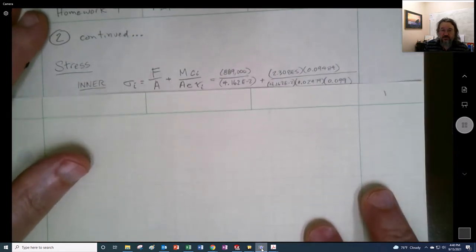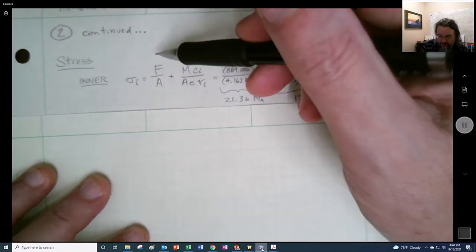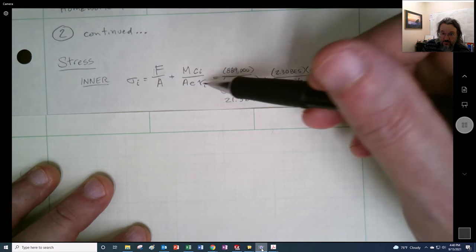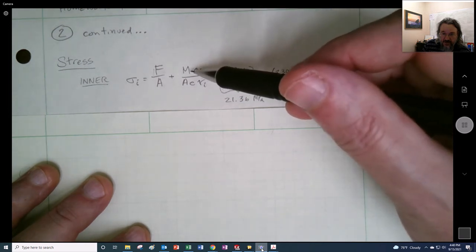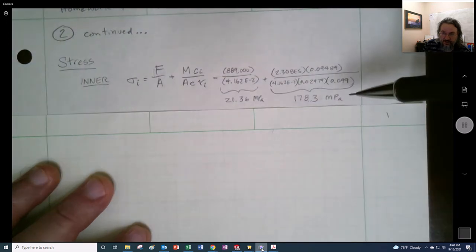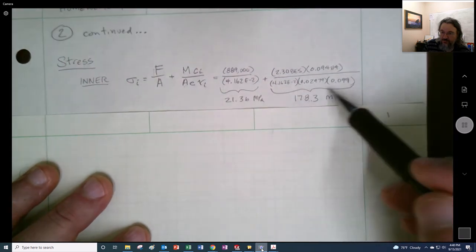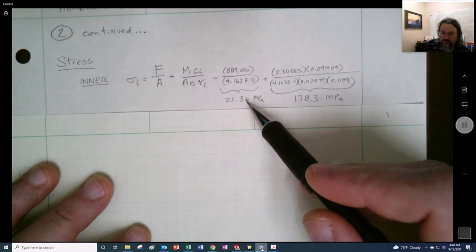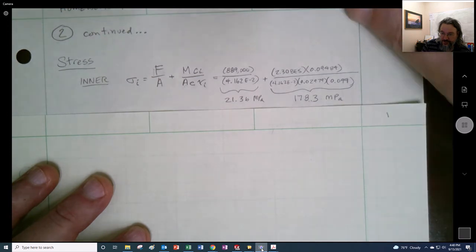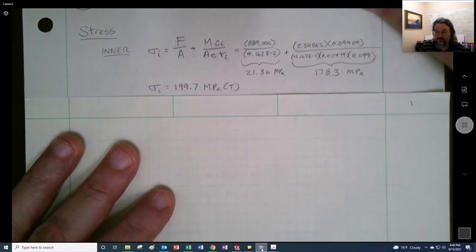So we can go up to stresses, and here is the equation for the inside fiber, right? And so this is going to be tension, and this axial is also tension. So the difference between the outside and the inside is we use the CI here, and we use the RI here for the bending. So you see we have that area, the eccentricity, and RI, and we put it all together. So I had 21.36 megapascals for the axial, and that's tension, with an additional 178.3 megapascals for a grand total of 199.7 in tension.